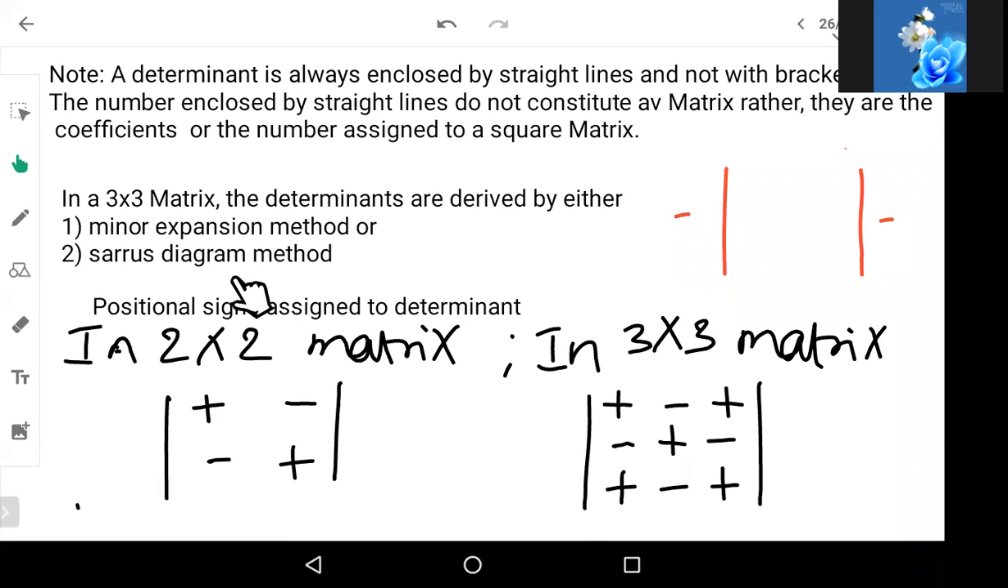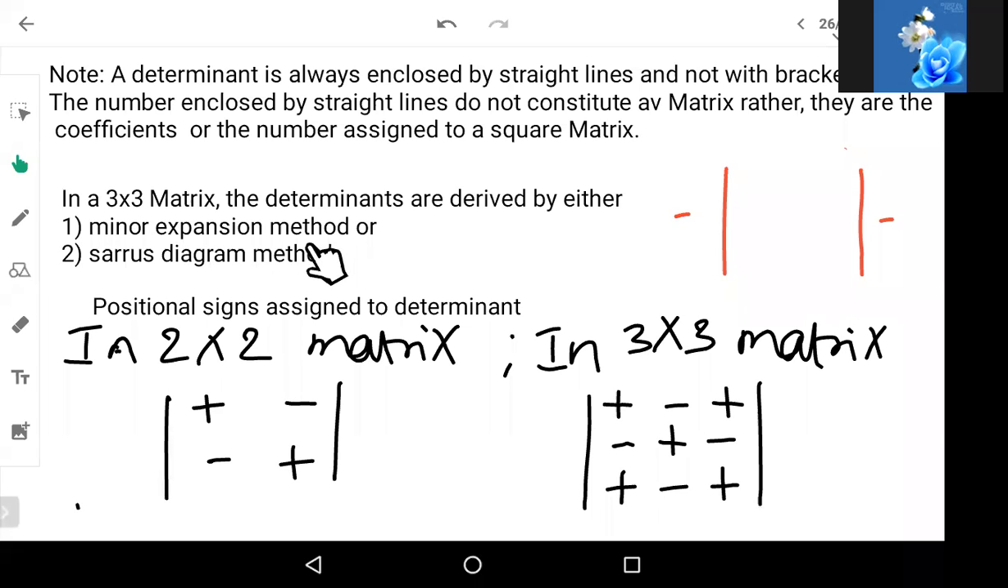So we'll be learning out of these two. First we will learn the minor expansion method. This is very important for examination, and then if it is required only, we will study the Sarrus method, because it is not of much relevance in your syllabus. Your syllabus also doesn't say it has much relevance. So first we will learn the minor expansion method.